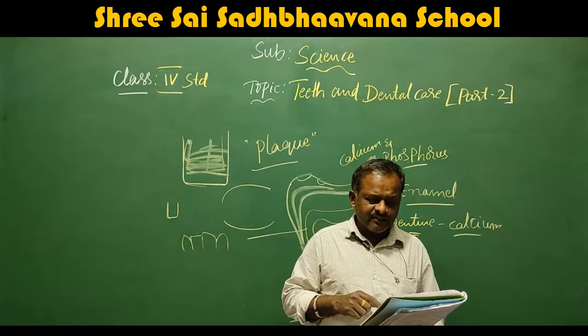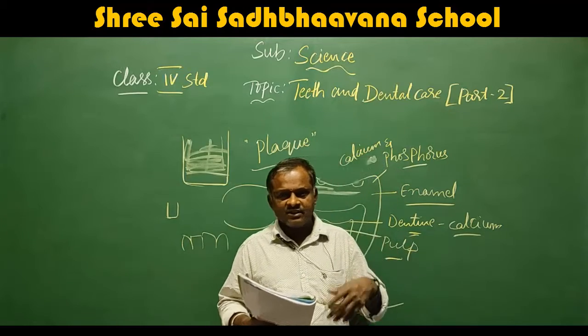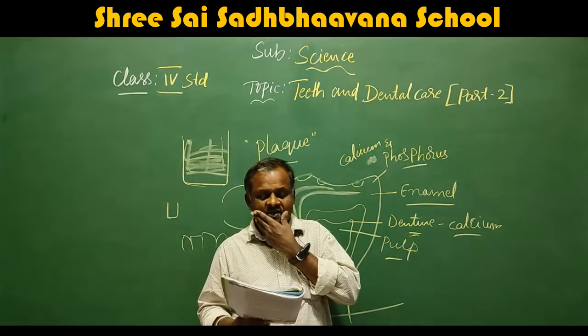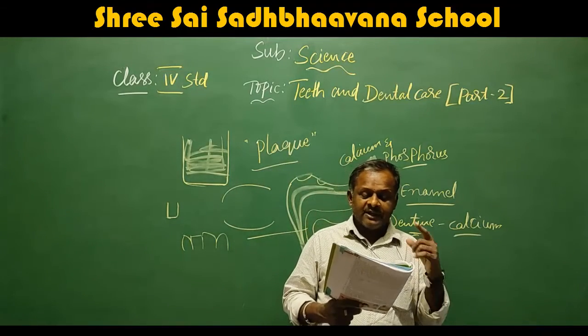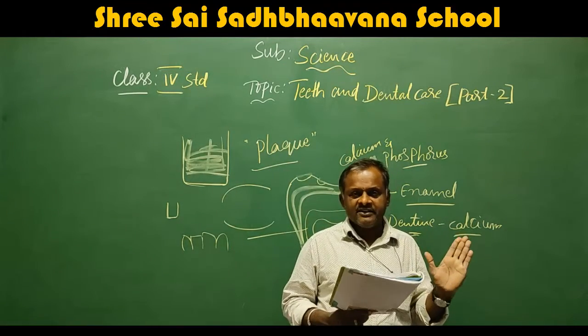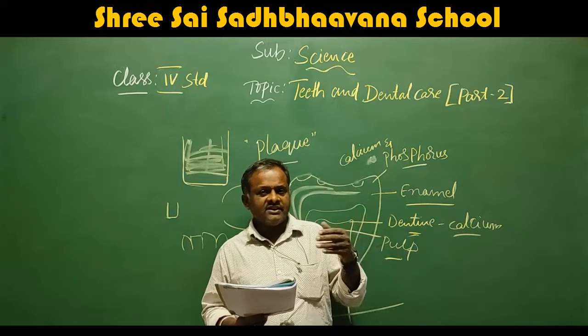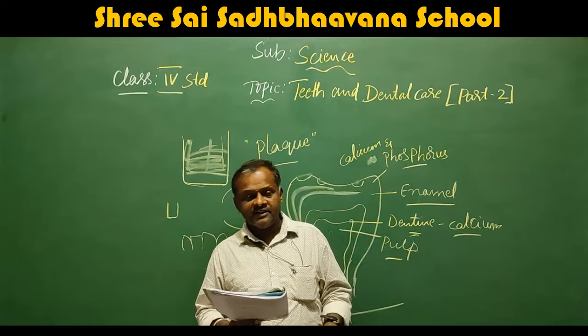By the age of 3 years, about 20 teeth emerge. Emerge means grow. We have 2 sets of teeth, primary and permanent. Primary teeth come in the early stage and they will fall down. After that, the permanent teeth will grow.